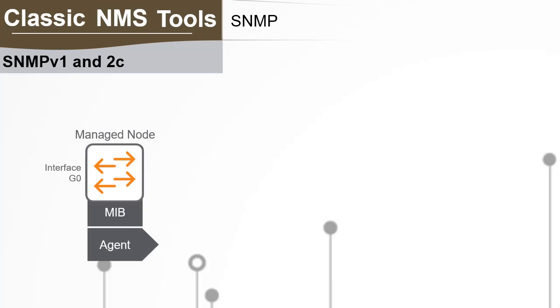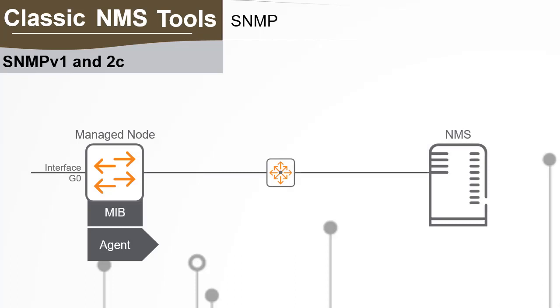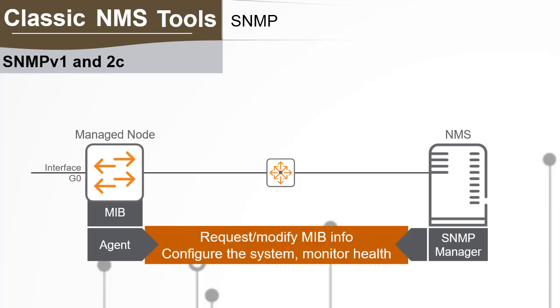Now, the other major component is some Network Management System, or NMS, server that includes SNMP manager capabilities. The manager uses the SNMP protocol to request or modify information in a managed node MIB to configure the system or monitor system health and statistics.